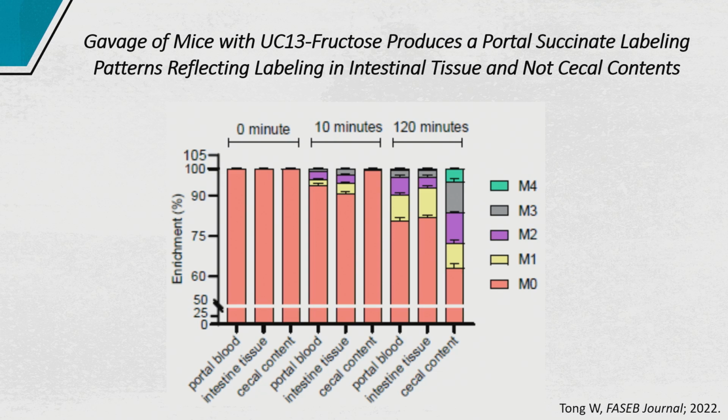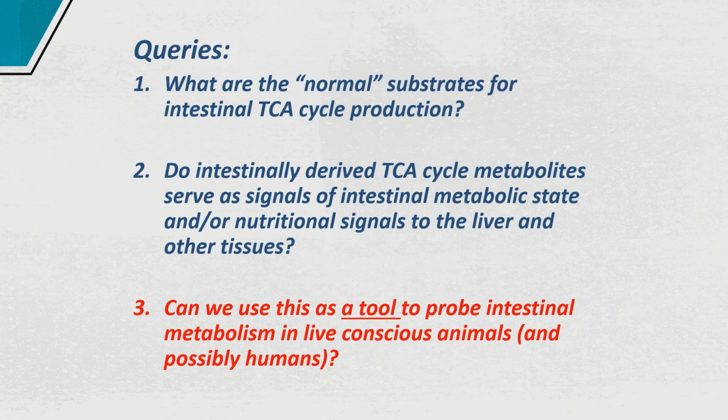And Wenxing did some really phenomenal isotope tracing to really demonstrate that, and it's in this paper. But you can see that by 120 minutes, about 30% of all portal TCA cycle metabolites are labeled from fructose. And so it's really substantial labeling of this circulating TCA cycle pool from fructose, which is being metabolized selectively in the enterocytes.